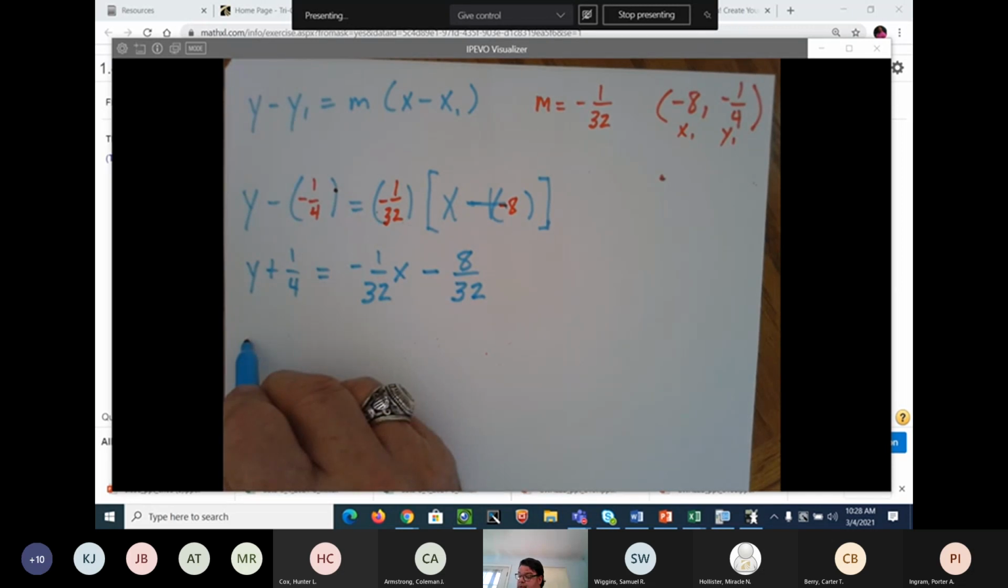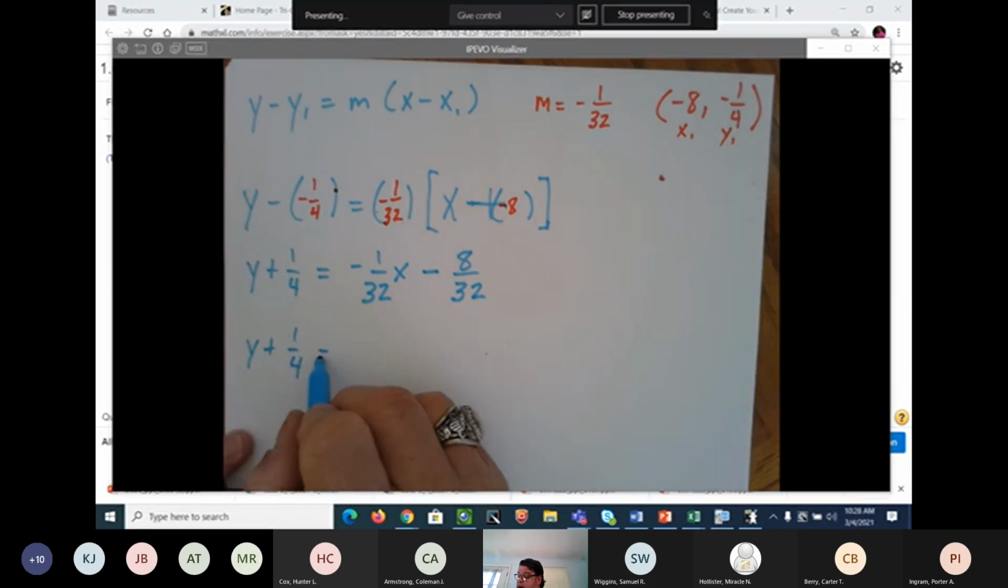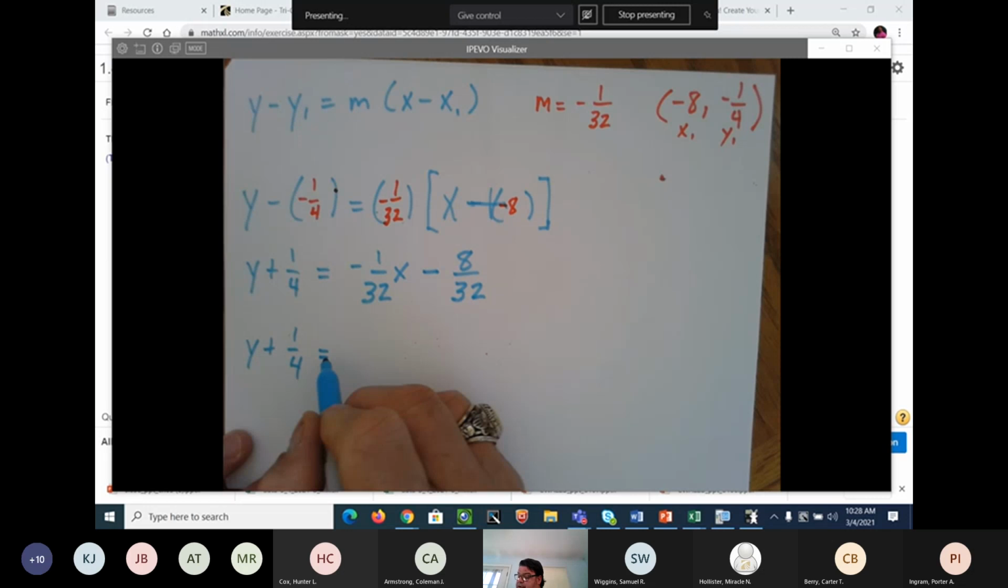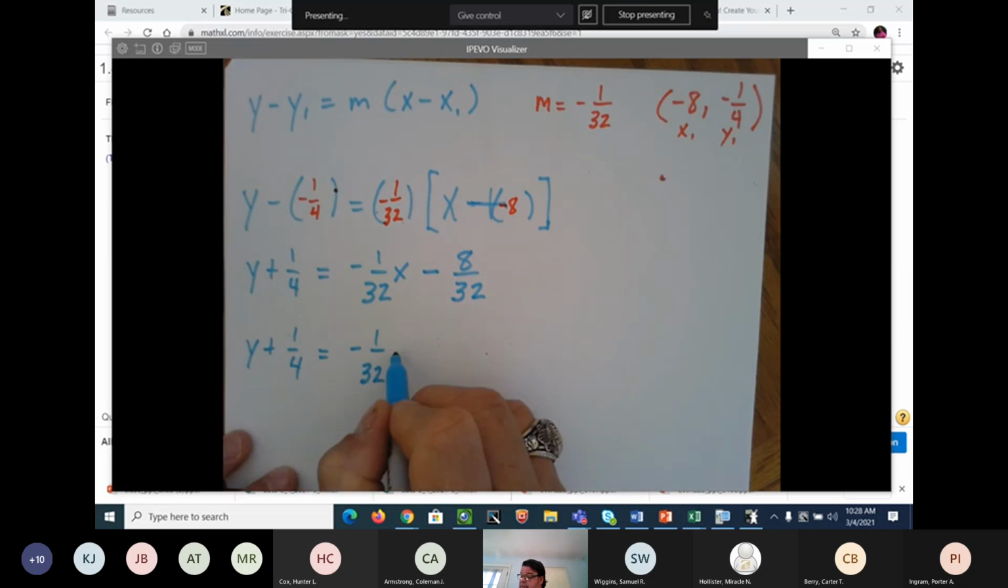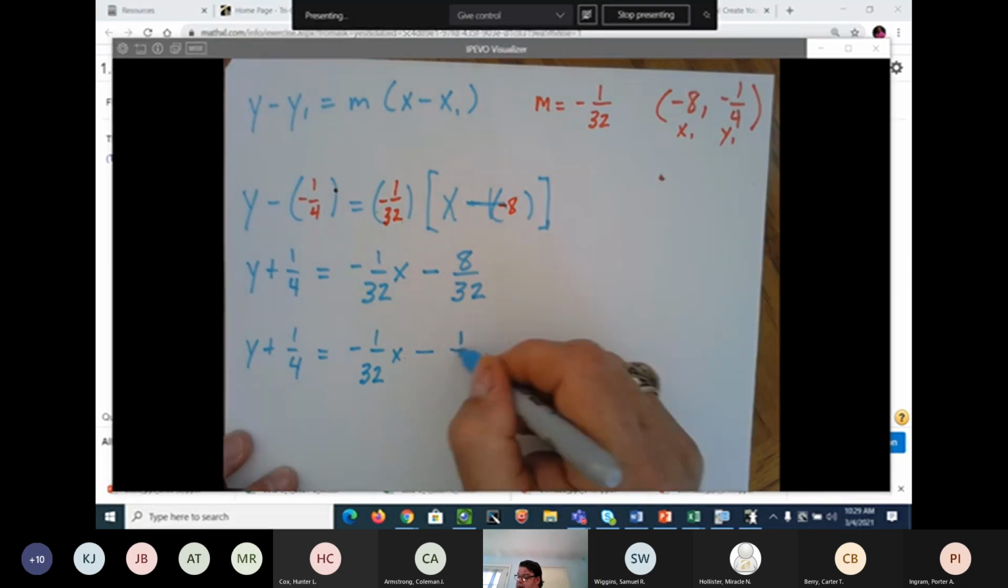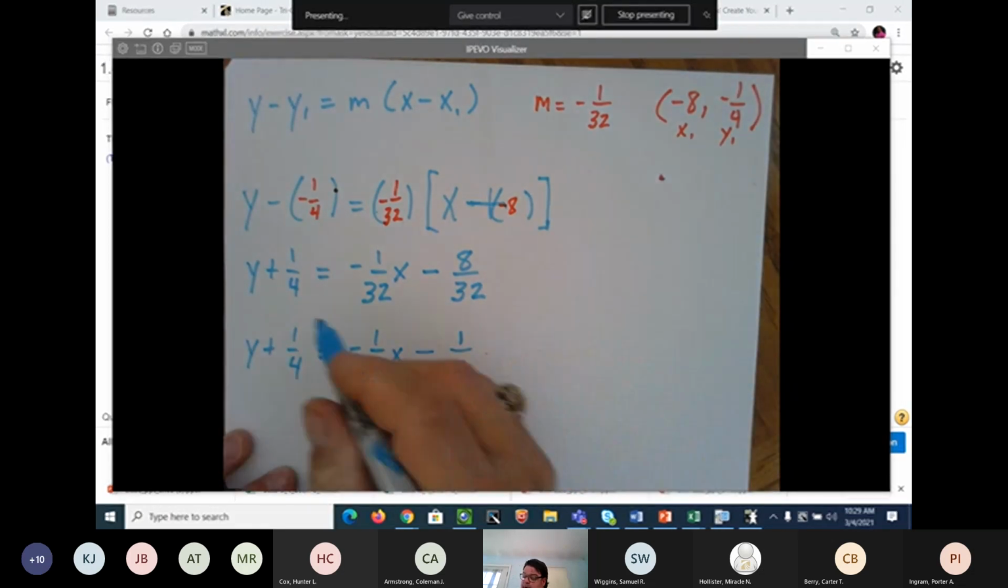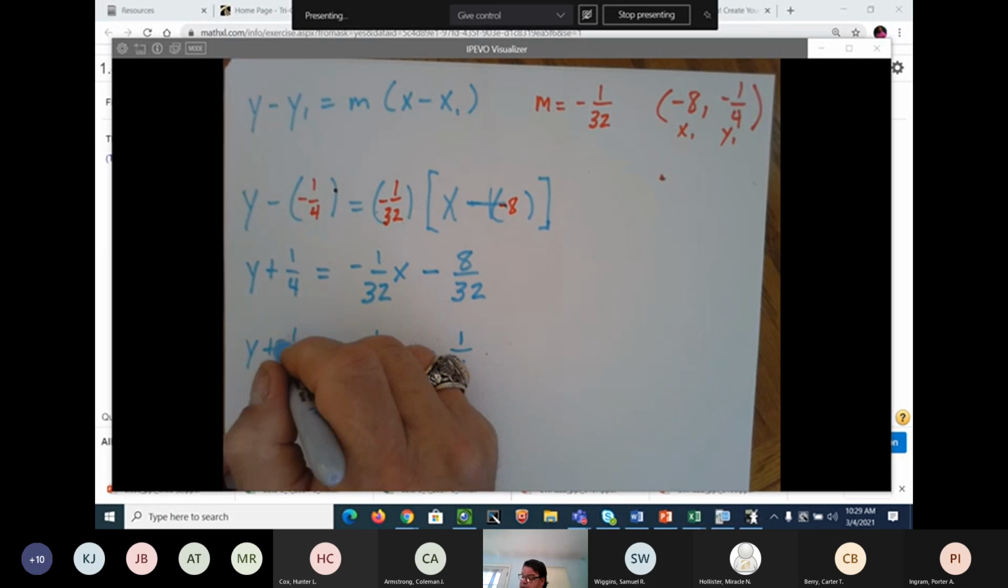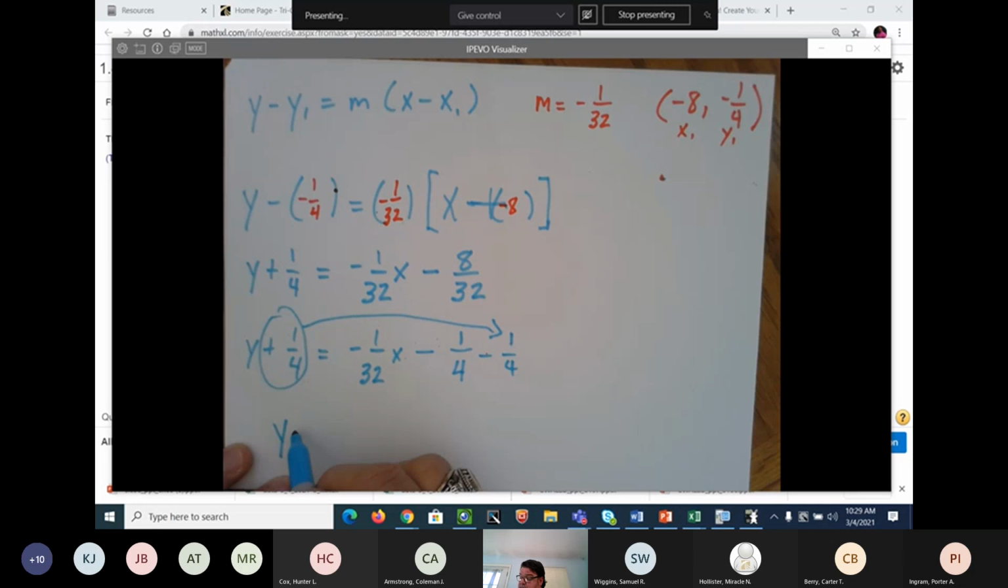y plus 1/4 is equal to negative 1 over 32x minus what? Well, I know that 8 will go into 8 one time and into 32 four times. Bring this across the river, it becomes a negative. And our final answer is y equals negative 1 over 32x minus 1/2.